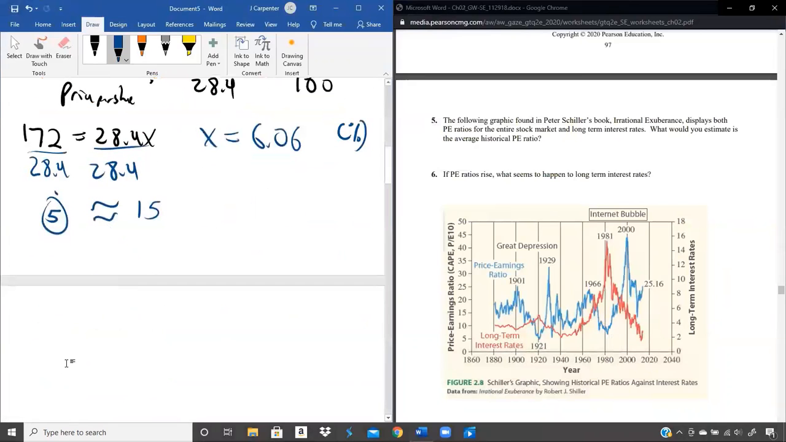So for number 6, what I would say is as PE ratios rise, long-term interest rates tend to fall. It's not a definitive statement, but they do seem to be inversely related. And this is not the PE ratio of one stock. This is the average PE ratio of all major stocks.